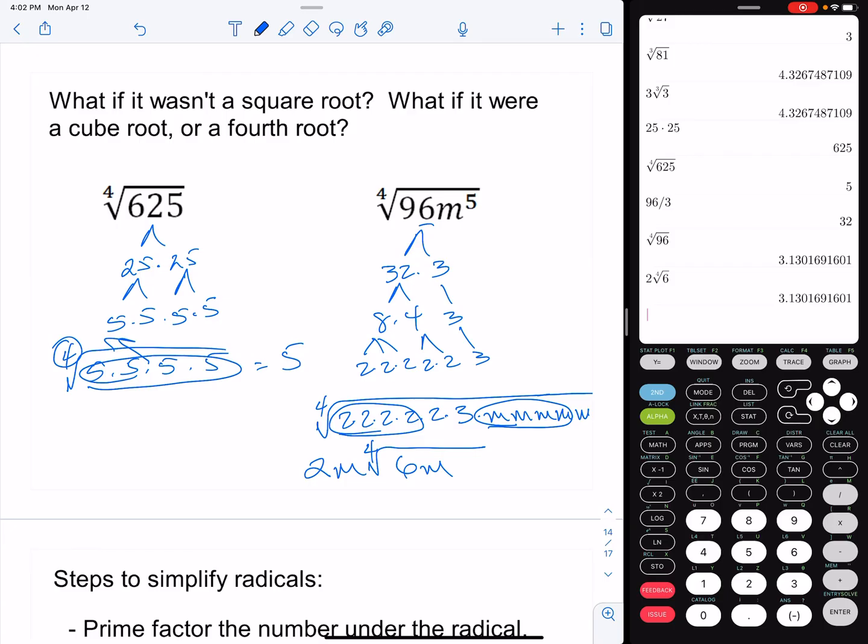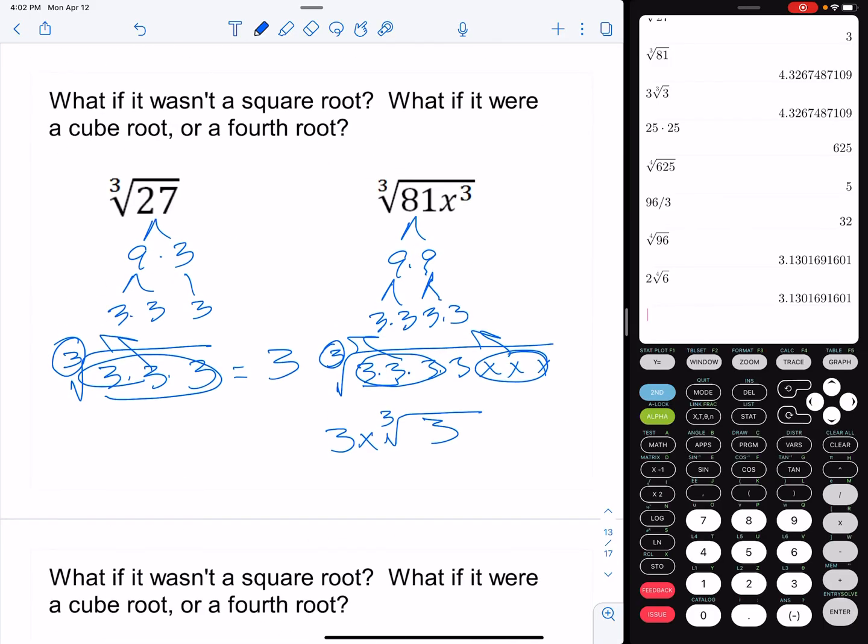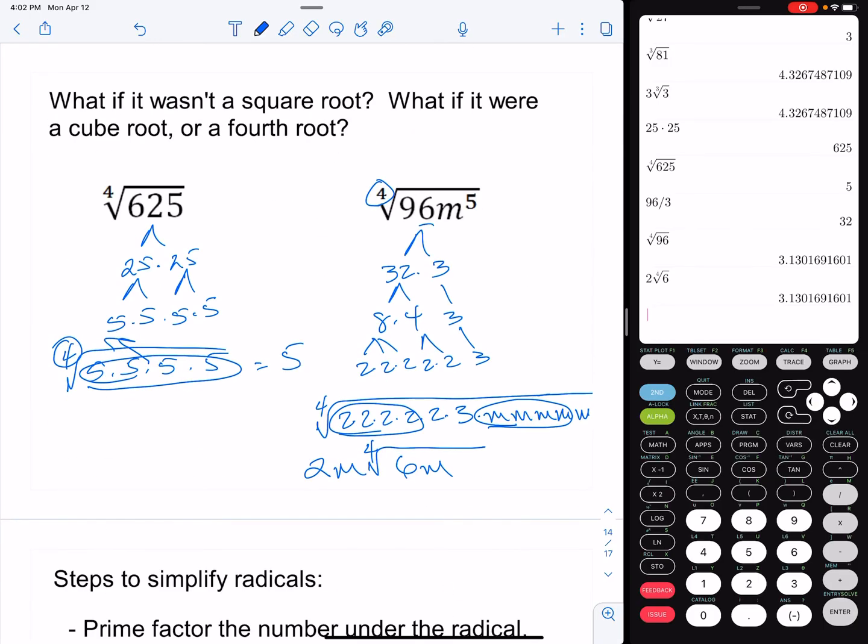So in order to simplify radicals by hand, this little number in the corner is very important. It's going to tell us what we're looking for. If there's no number, then that means it's a square root. We're looking for 2 of a kinds. If it's a 3, that means we're going to be looking for 3 of a kinds. If it's a 4, we're going to be looking for 4 of a kinds. If it were a 5, we're going to look for 5 of a kinds.